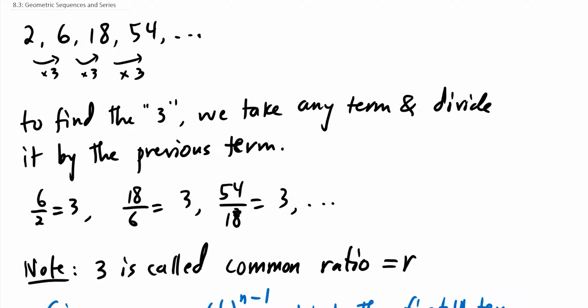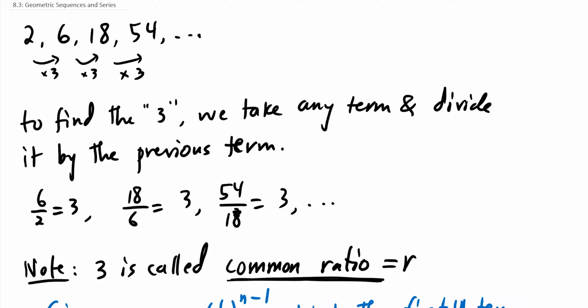This number is called the common ratio, R, because it's common among all the terms, and to find it, we take the ratio of any term divided by the previous one. So if there's a common ratio, a pattern like this, that's called a geometric sequence. In arithmetic sequences, we add the same number every time. In geometric sequences, we multiply by the same number every time. So that's the difference between arithmetic and geometric sequences.